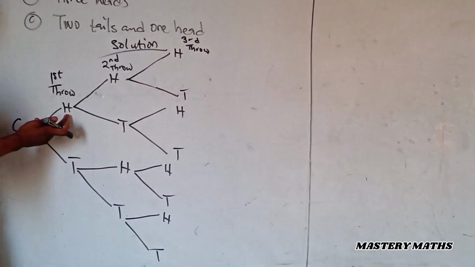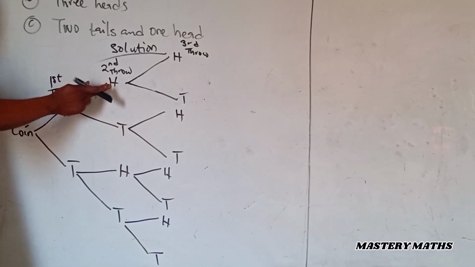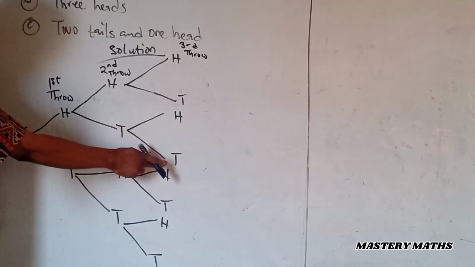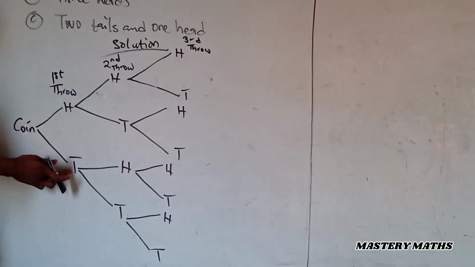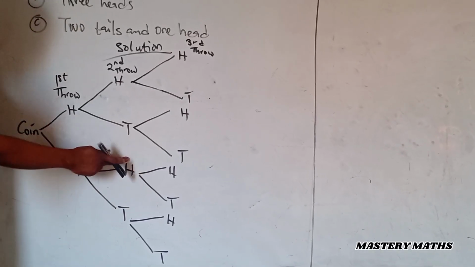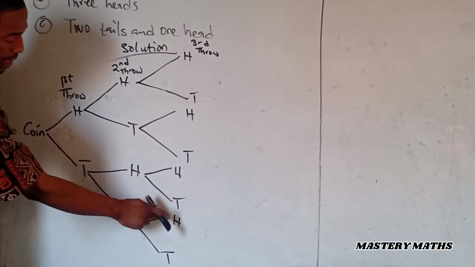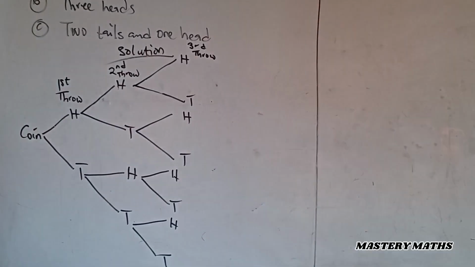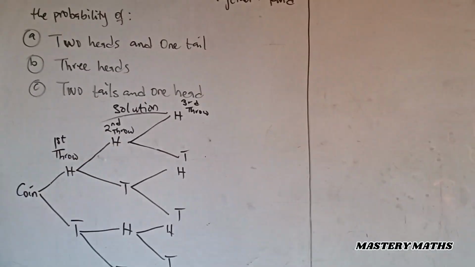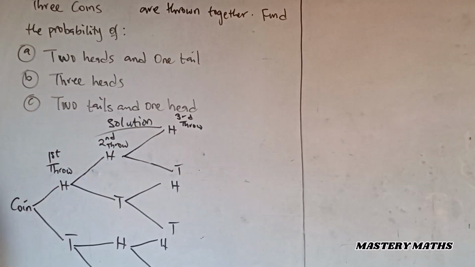Now you see that you have your head, which produces head and tail. That same head produces its own head and tail. The tail produces head and tail. Now coming to the second tail. This tail produces head and tail. That head produces its own head and tail. Then the tail here produces another head and another tail. So these are the outcomes of the 3 coins thrown together.